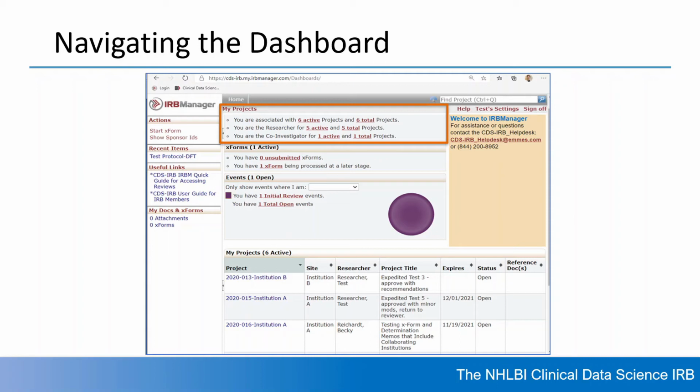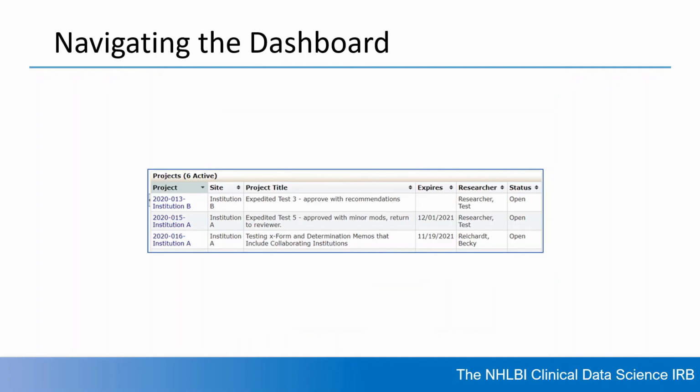When you click on a link in this section, a new window will open up to a table that links to active projects. For example, if you click on 6 active, a table will open up that lists the active studies and links you to the project page for each of those studies.